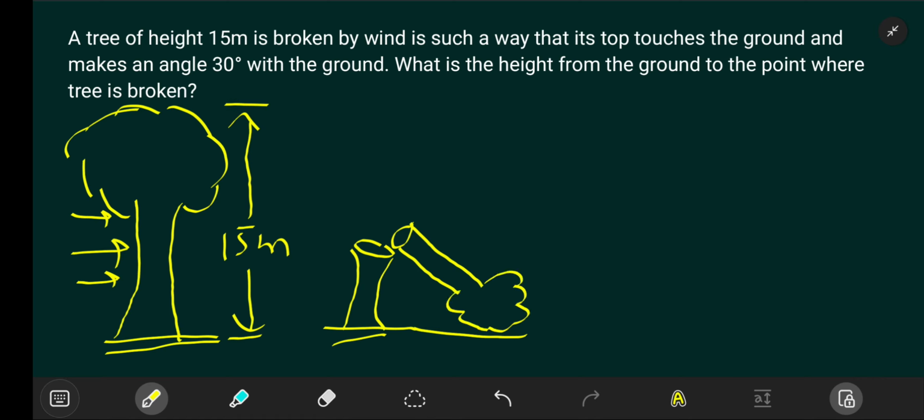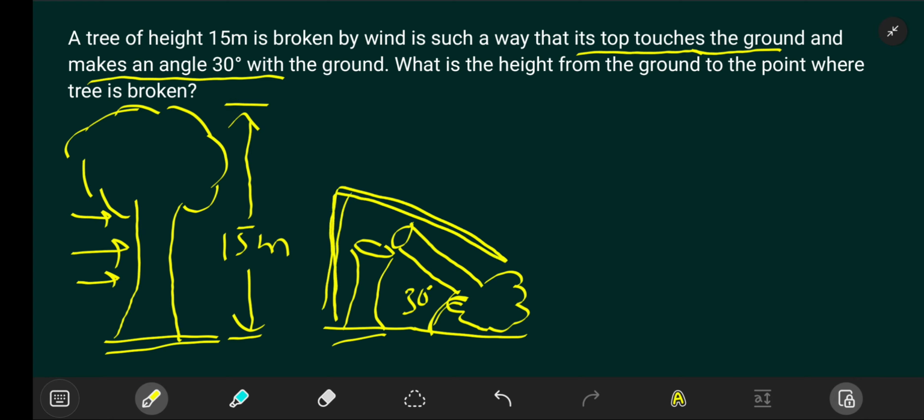And the broken top of the tree touched the ground and made an angle of 30 degrees with the ground. This angle, they are saying, is 30 degrees. Now we know the total height of the tree is 15 meters. Yes or no? The total height of the tree is 15 meters.